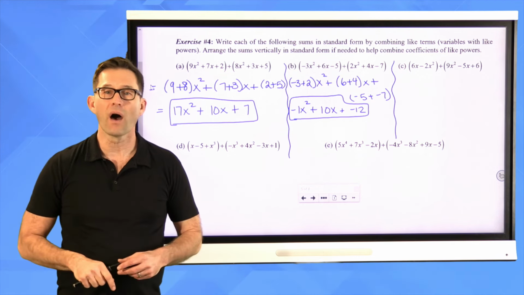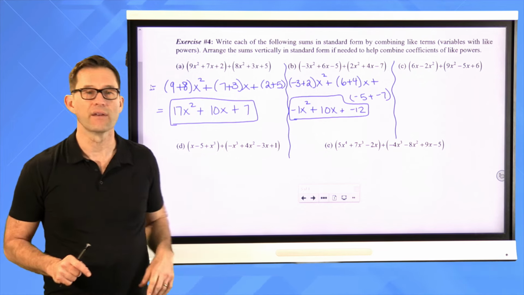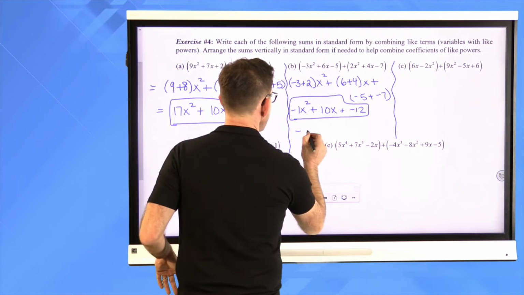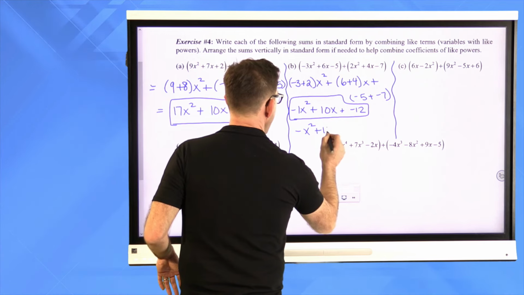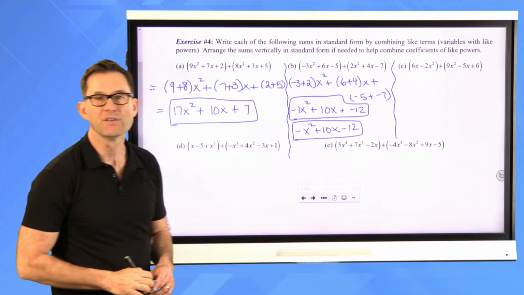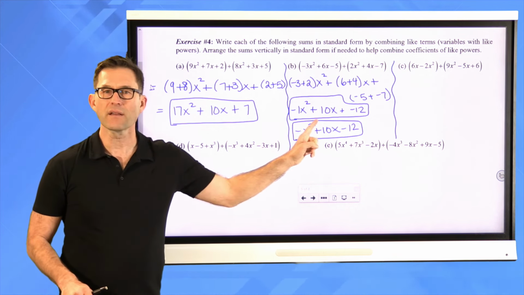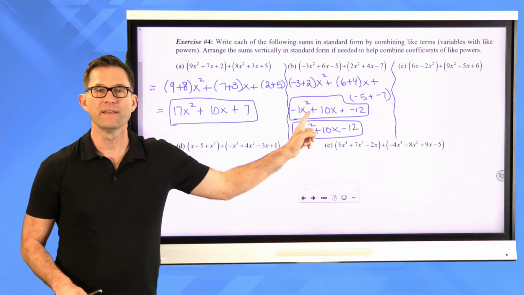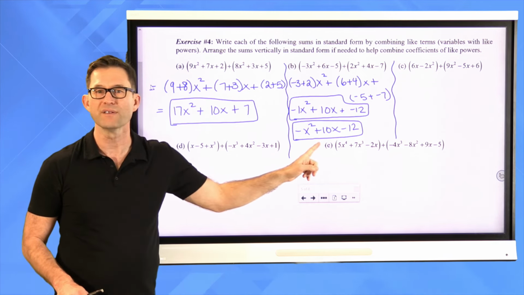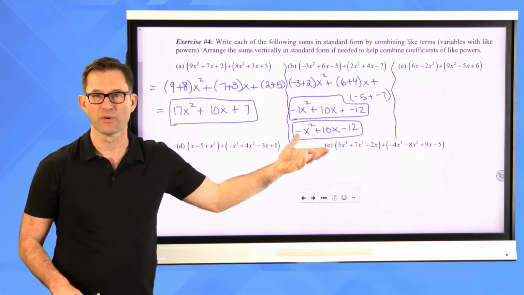Most people will not leave it that way for a couple reasons. One, they tend not to leave a negative 1 there. They'll write it as just negative x squared. And then we tend to not leave plus negative 12, just rewriting it as minus 12. Right? So this is the far more common way that you'll see it. There's nothing technically wrong about that. All right? This is as good of a standard form as this one is, but this would be the way that you might see it if it was a multiple choice question.